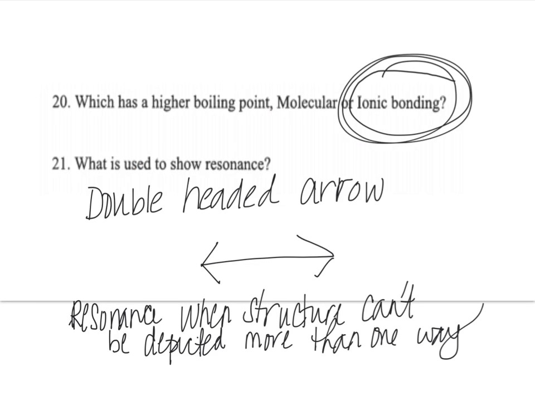All right, 20, which has a higher boiling point, a molecular compound or a compound that's bonded ionically? The ionic compound will definitely have a higher boiling point.